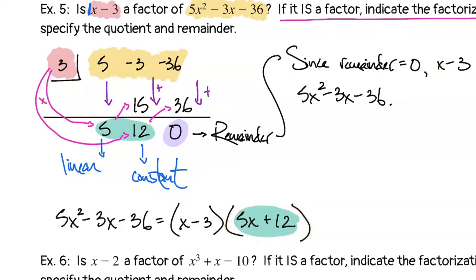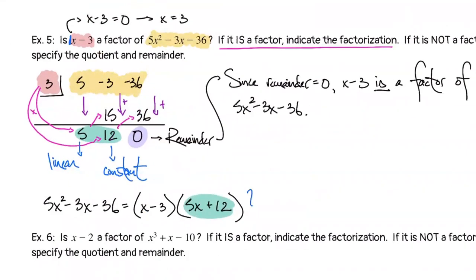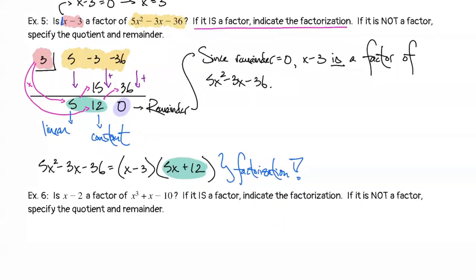Okay, so sometimes we do have to do that extra step, and it's only when that number is not 1 that it actually changes our answer. Okay, this is our factorization. So now we have answered both parts of the question. We said yes, it is a factor, and more specifically, x minus 3 times 5x plus 12 is its factorization. Right?